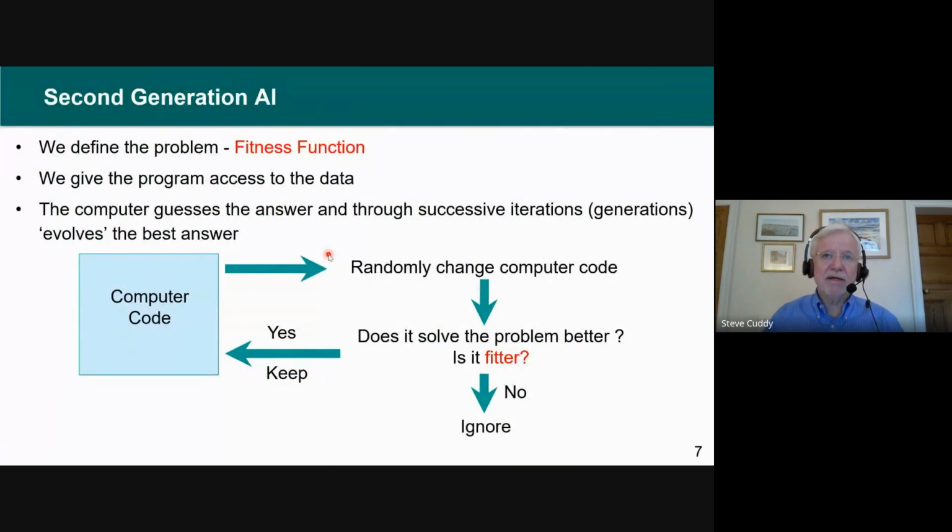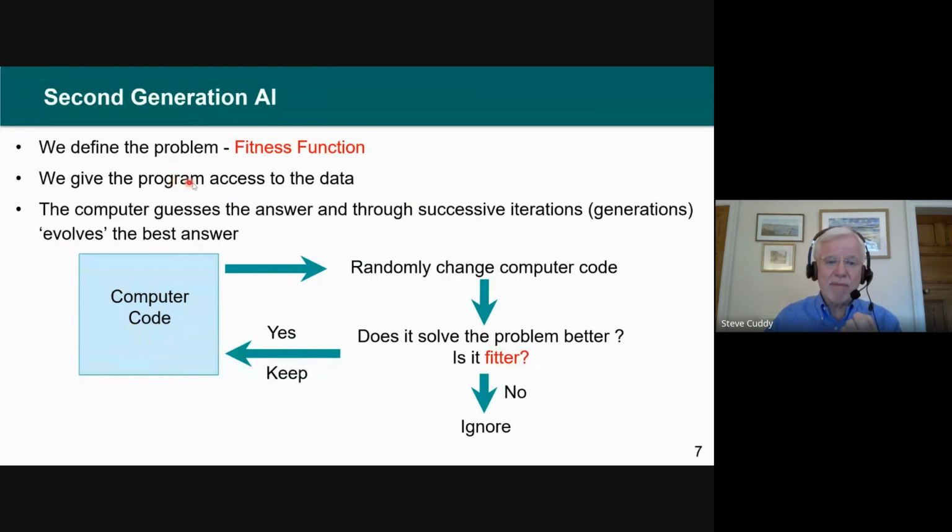Now, the machine learning: we need to define the problem. Before we can do anything, we have to say, what do we want? We want you to calculate water saturation. We want you to predict permeability. And this is defining the problem. This is called the fitness function, which I'll explain why we call it that later.